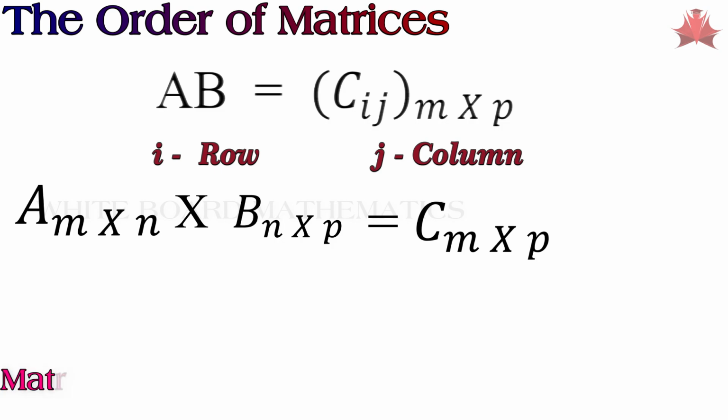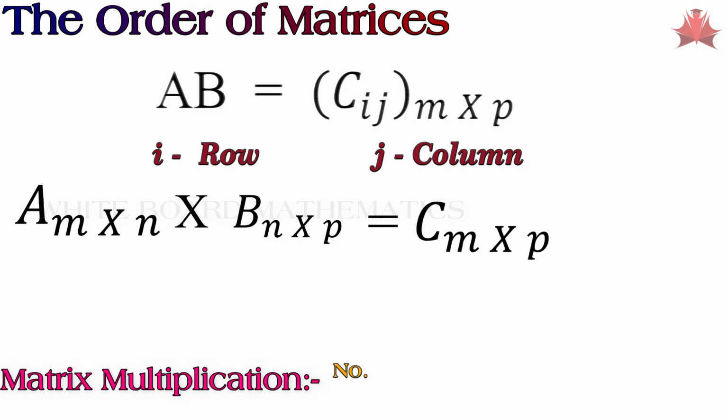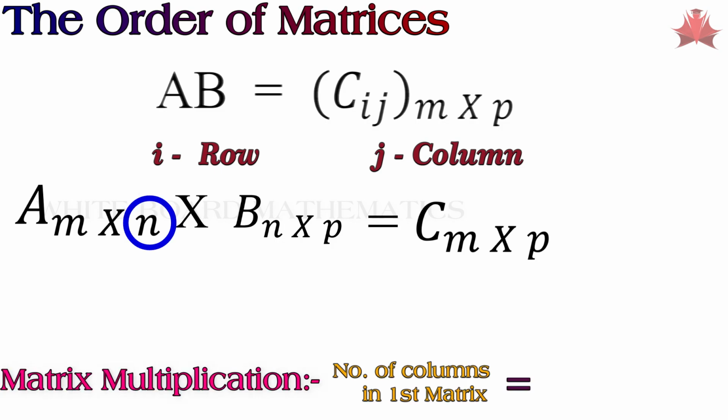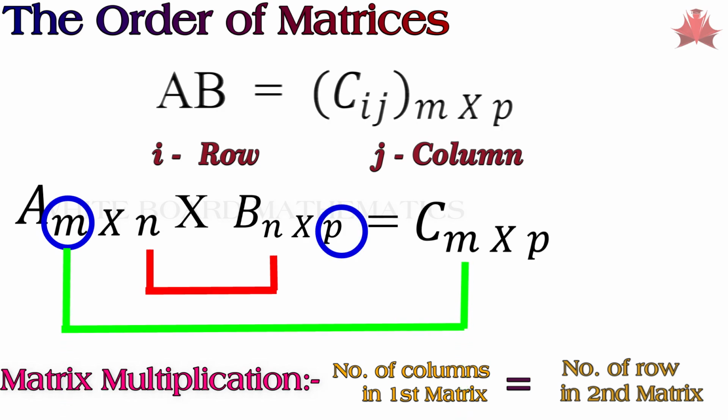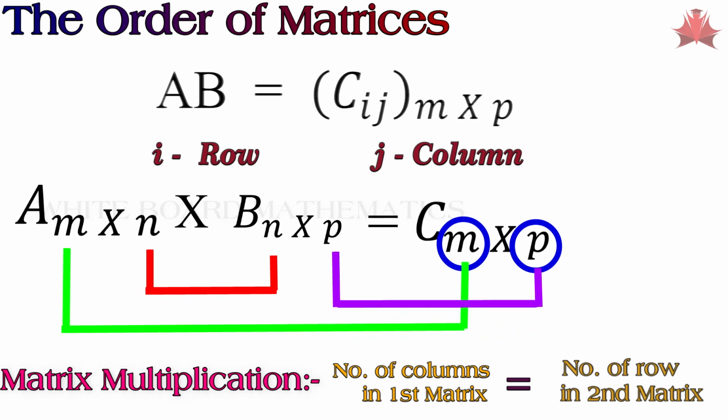Here, according to the matrix multiplication, the number of columns in the first matrix should be equal to the number of rows in the second matrix. Then the leftover rows in the first matrix and columns in the second matrix will be the rows and columns for the resultant matrix. Therefore, the resultant matrix C order is m by p.